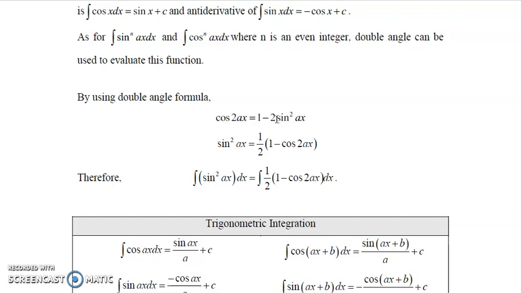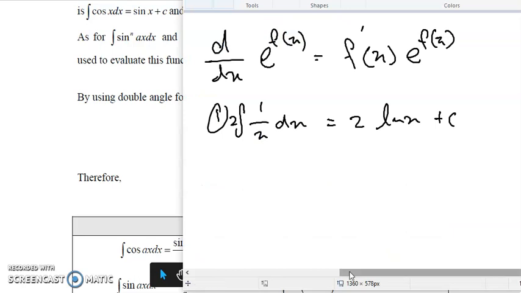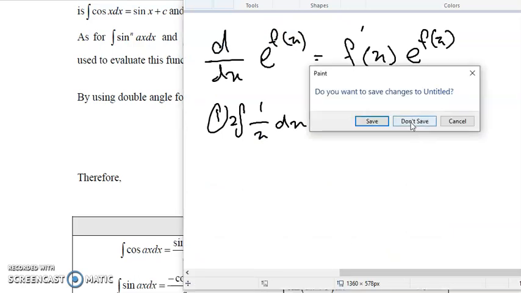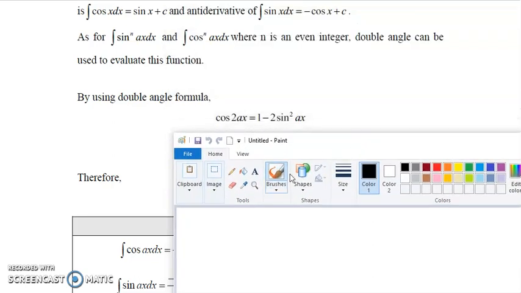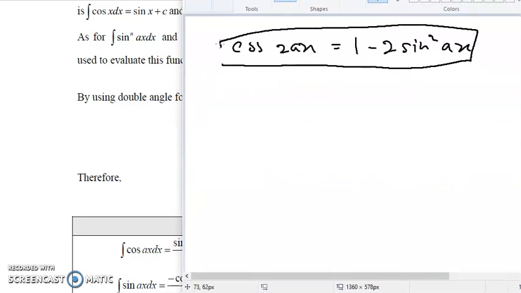And how can we derive the sine squared ax? Sine squared ax, we make sine power of 2 ax here the subject. You'll be having 1 over 2 times 1 minus cos 2ax. If we arrange it back, it is given there. We are given cos 2ax is equal to 1 minus 2 sin squared ax, right? Where do we get this? We get this from the double angle formula. How do we know? Look back at our double angle formula in the previous semester's notes.